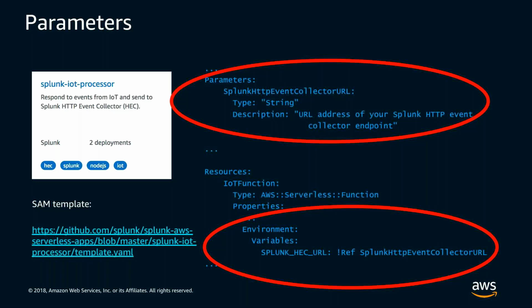And this uses parameters. The way that it uses parameters is that there is a user-defined parameter within there, which is called the Splunk HTTP event collector URL. And that is the URL address of your Splunk HTTP event collector endpoint. So the assumption is that you would install this in your account, and you would already have a Splunk HTTP event collector endpoint. When you're installing the application, when you're deploying it, the parameter would be brought up, and you would basically put the URL in at that point. And the way that it then gets into the application is that the IoT function, the serverless function, uses an environment variable which refers to the URL, which is the little bit at the bottom. So that's how we use parameters within the context of SAM.